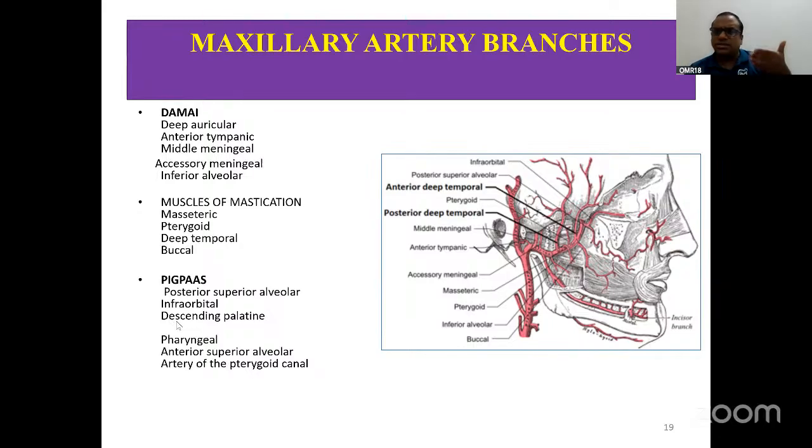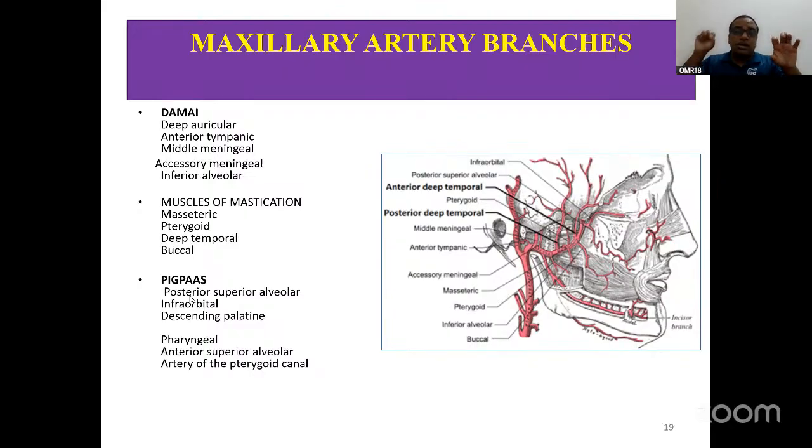So all these abbreviations will fall along with the artery names. I hope I'm clear about what I'm trying to tell you, right? So please take screenshots and you can see it again. Learn this again. So till here is your blood supply. From the arch of aorta, you come down the external carotid artery. Till here is the external carotid artery.